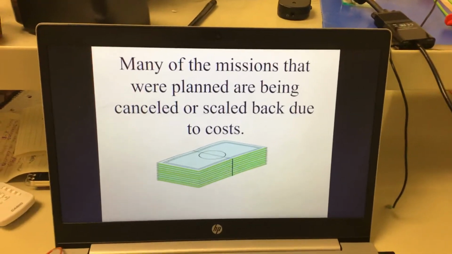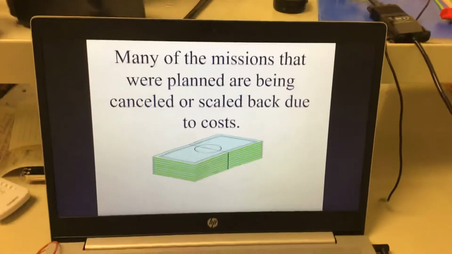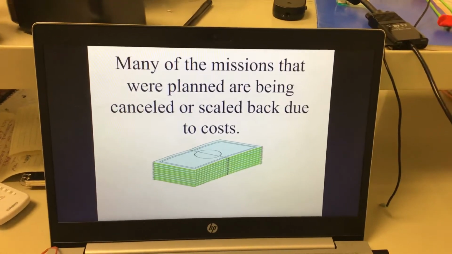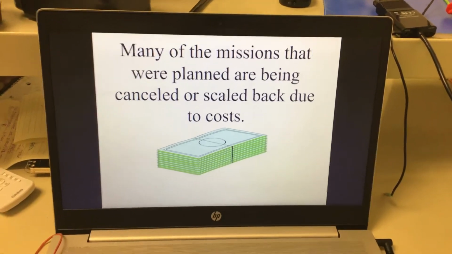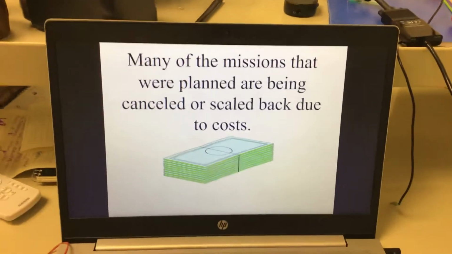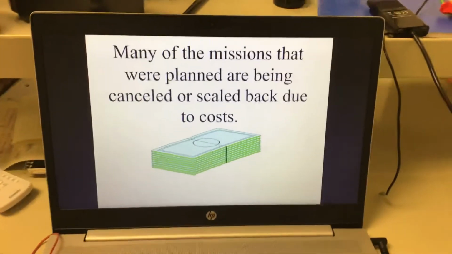Now, you don't need to write anything, but many of the missions that were planned, this kind of started in the 90s, were being canceled and scaled back due to cost. NASA has cut some serious funding and are doing very little recently because of the high costs.